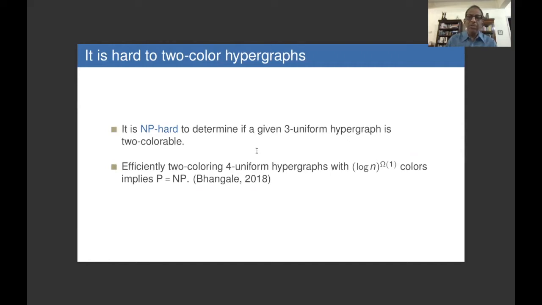It's also hard to approximate in the following sense: given a two-colorable four-uniform hypergraph, coloring it with (log n)^epsilon colors is NP-hard. So if we assume P is not equal to NP, then it is hard to color two-colorable four-uniform hypergraphs with (log n)^epsilon colors for some epsilon.